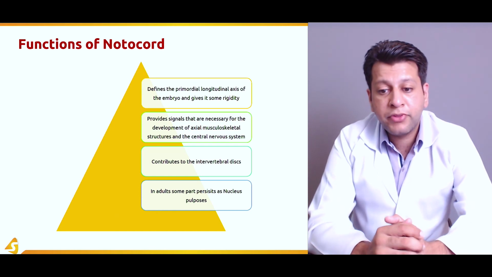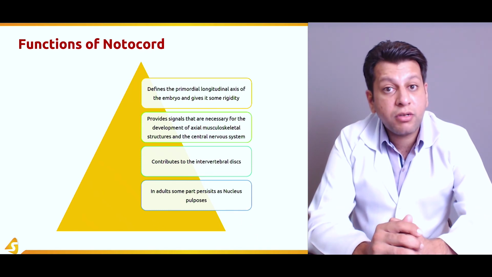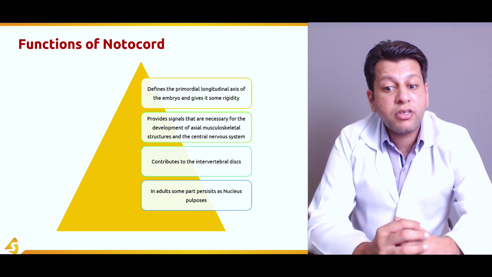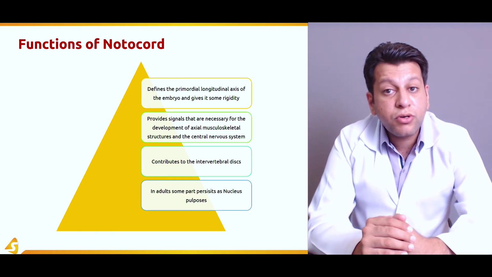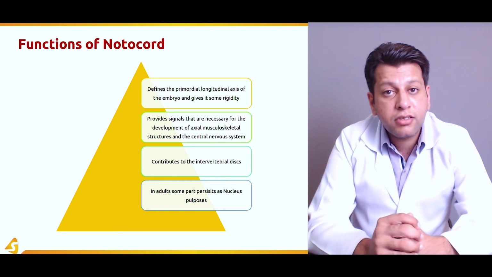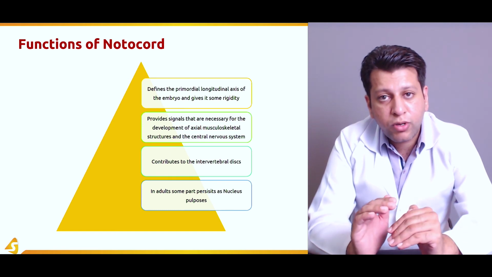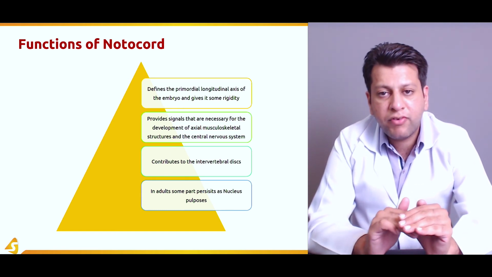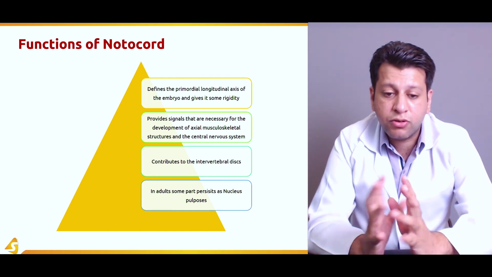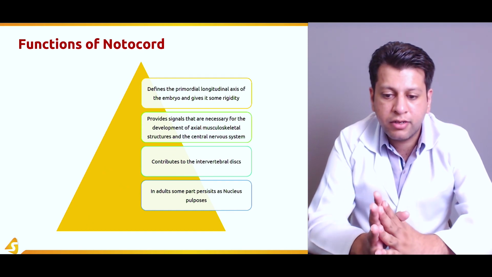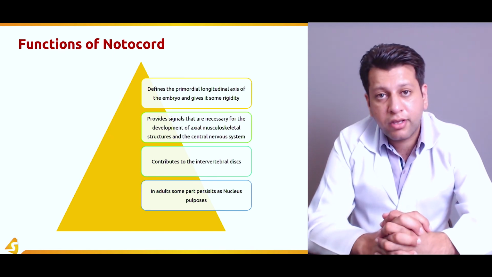Functions of the notochord. It defines the primordial longitudinal axis of the embryo and gives it some rigidity. It provides signals that are necessary for the development of axial musculoskeletal structures and the CNS. It contributes to intervertebral discs. In adults, it persists as the nucleus pulposus. If you see an adult vertebra, you have one vertebra up top and below, and in between you have a nucleus pulposus, which provides a cushioning effect during the movements of one vertebra over the other. So in adults, the nucleus pulposus is actually the remnant of the notochord in the embryo.